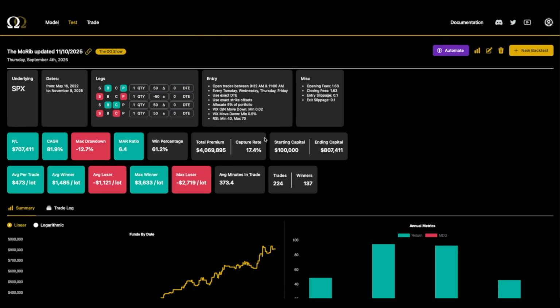Now we call this the McRib. Again, this is not an original to me. This is from the OO community, the OO show. And what we're doing here, I think we've had it on the show several times. The last time we had it is in November. Why am I talking about it in March?